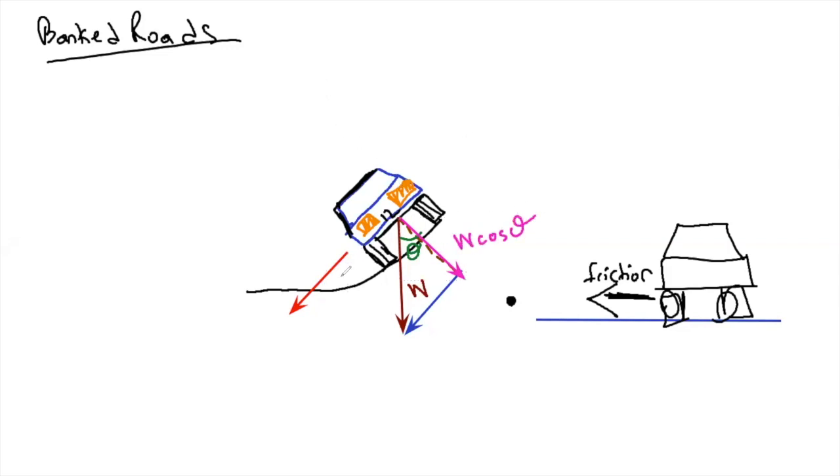So now listen, how do banked roads help us? Whenever it's horizontal to the normal, it depends where the angle is. So we can't really confirm that.